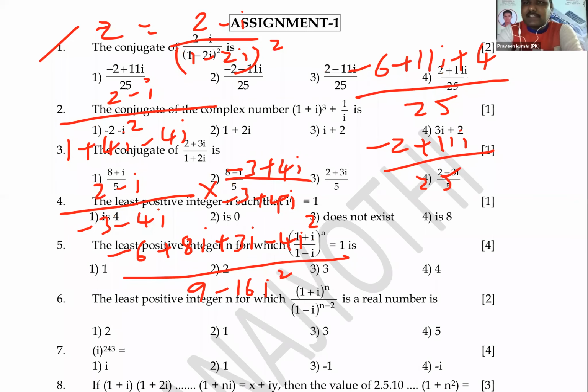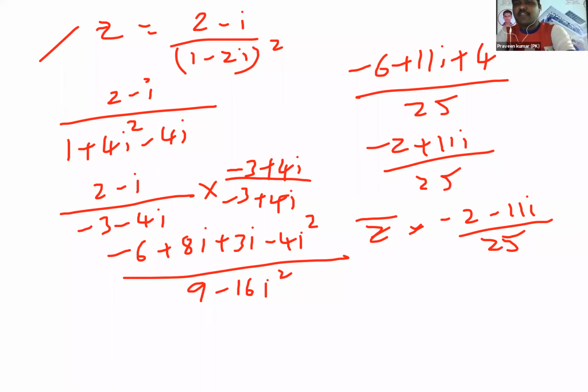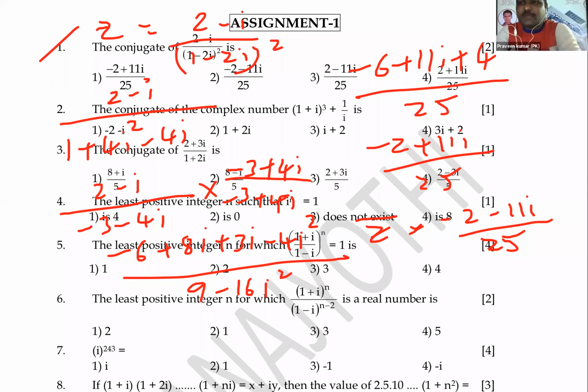They are asking for the conjugate. So z bar is equal to minus 2 minus 11i by 25. What is meant by conjugate: the symbol before the imaginary part, you change it. So which option? Minus 2 minus 11i by 25. It is the second option, correct?